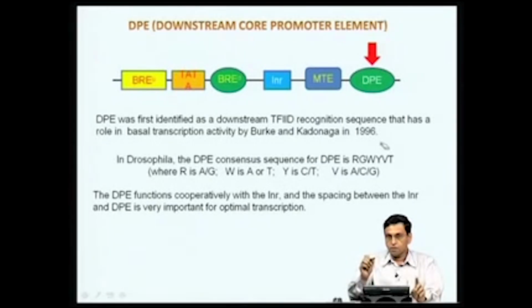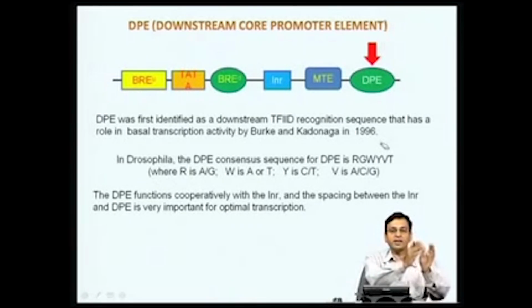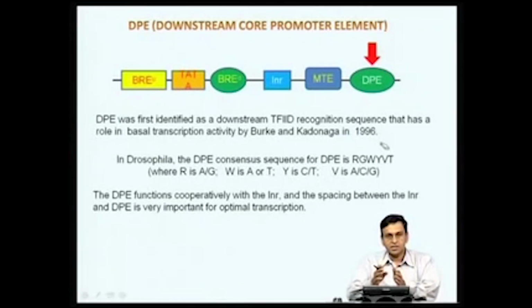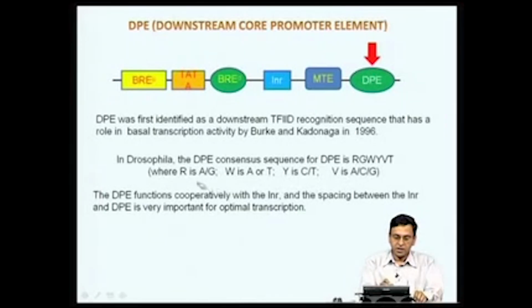Now, again you see this is an important observation. Do not assume that TFIID or the TBP always needs to bind to a region upstream of the transcription start site. It can bind right near the transcription start site, as in the case of the initiator. TFIID can also bind to core promoter elements situated a little bit downstream of the transcription start site. So, you can already see there are a lot of variations. Now, in Drosophila, the DPE consensus sequence is RGWYVT, and again I have explained here what each of these letters means as per the IUPAC code.